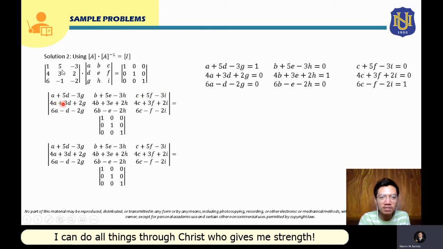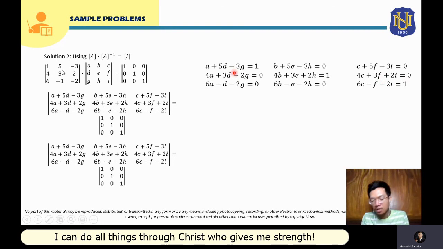And then we have here 4A plus 3D plus 2G, that will be equal to 0. Then we have here 4B plus 3E plus 2H, that will be equal to 1. And then 4C plus 3F plus 2I, that will be equal to 0. And then we have here 6A minus D minus 2G, that will be equal to 0. And then 6B minus E minus 2H, that will be equal to 0. And then we have here 6C minus F minus 2I, that will be equal to 1.